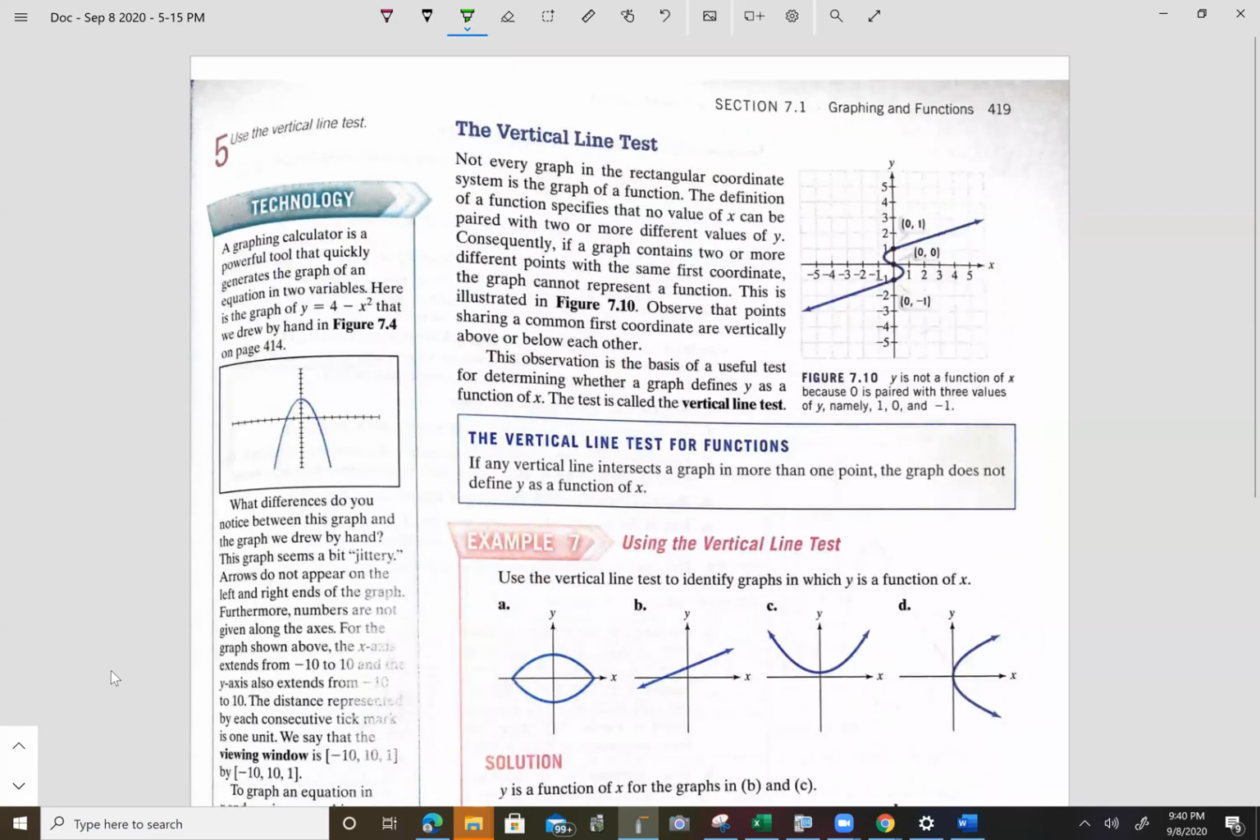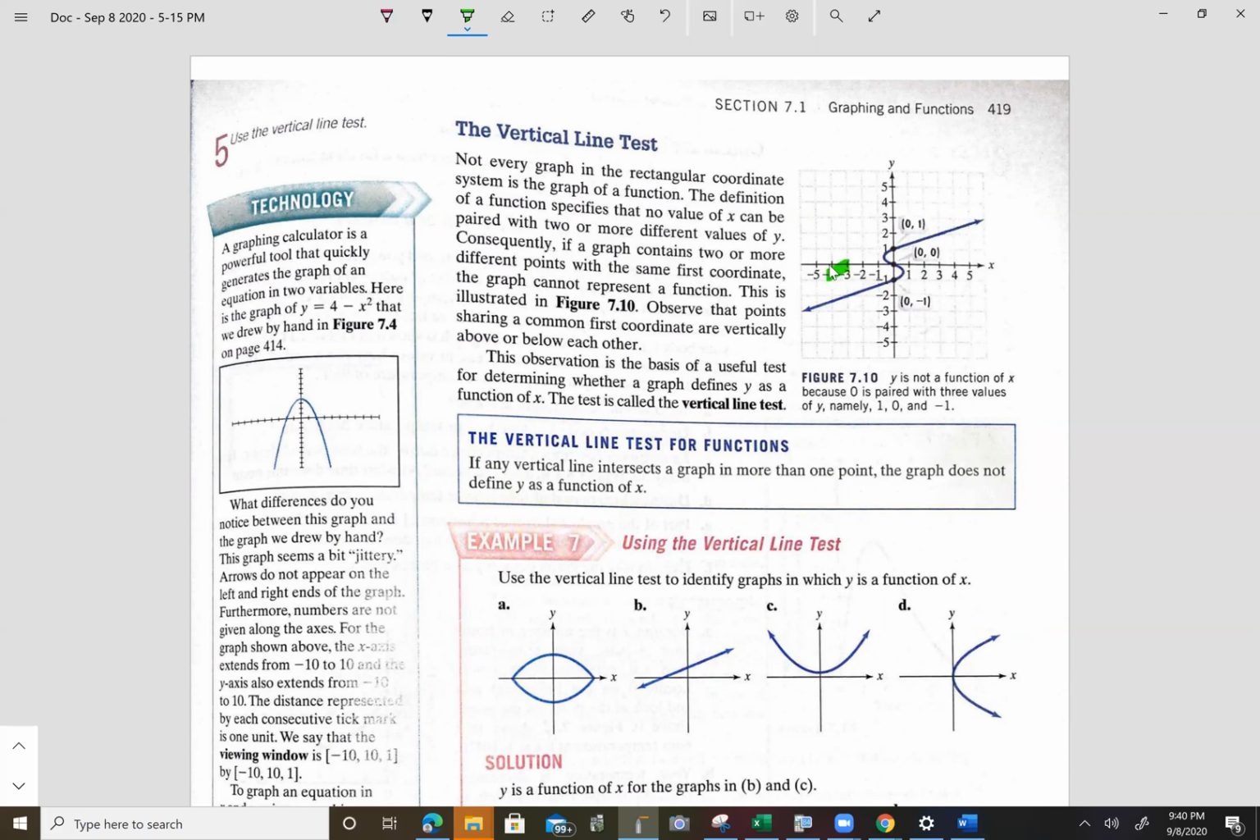And the vertical line test, this is a fun one. I'm sure you went over this last year. How can you tell if something is a function? So something is only a function, you guys, if there is only one output for each input. You can only get one output for each input.